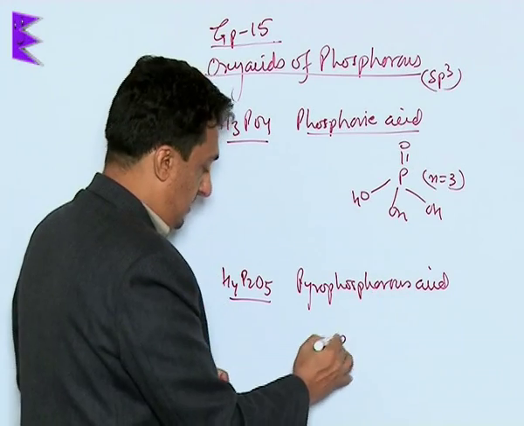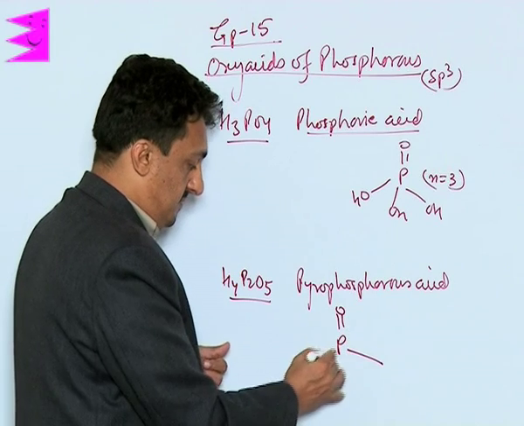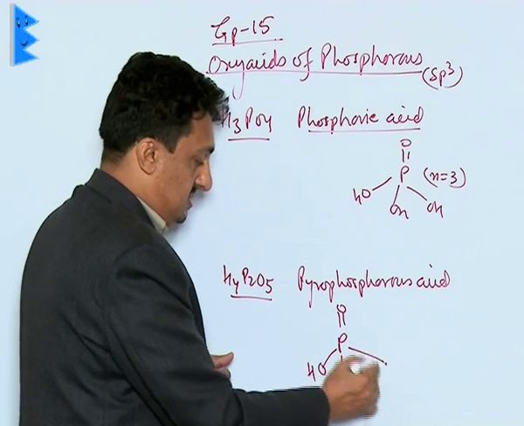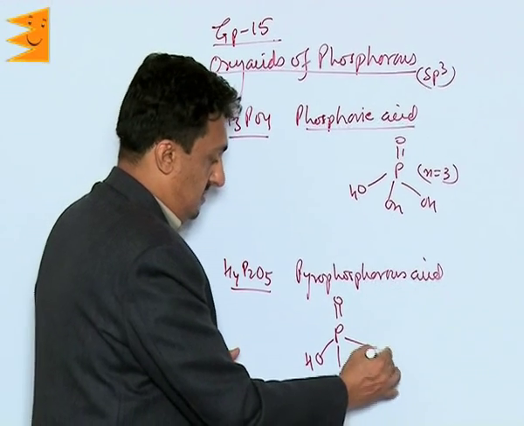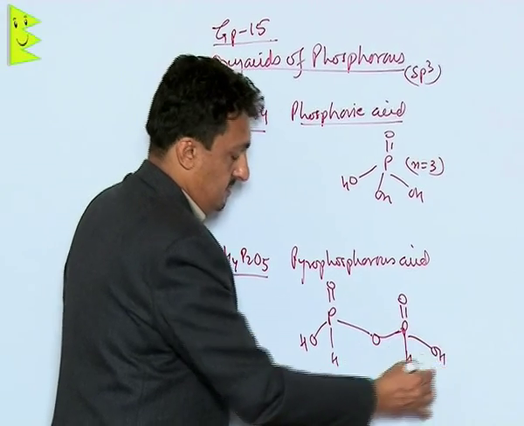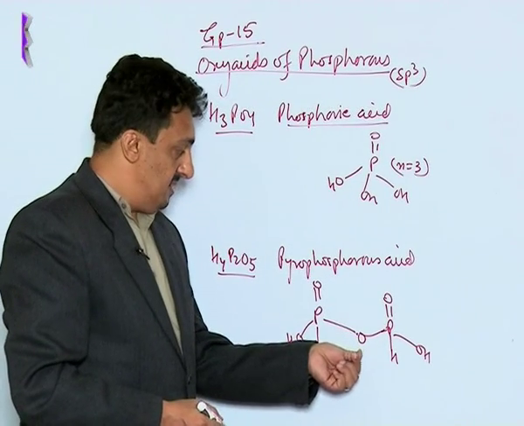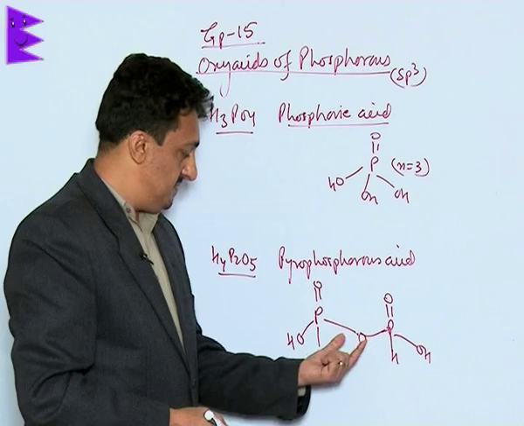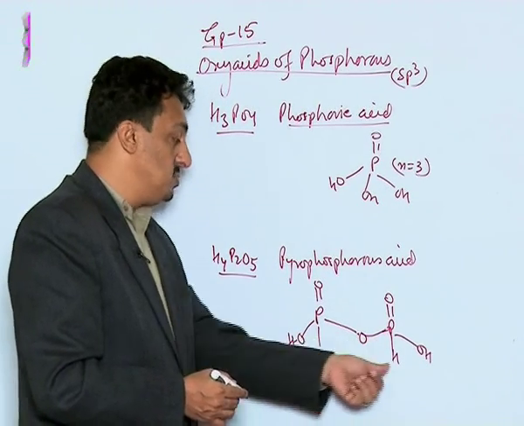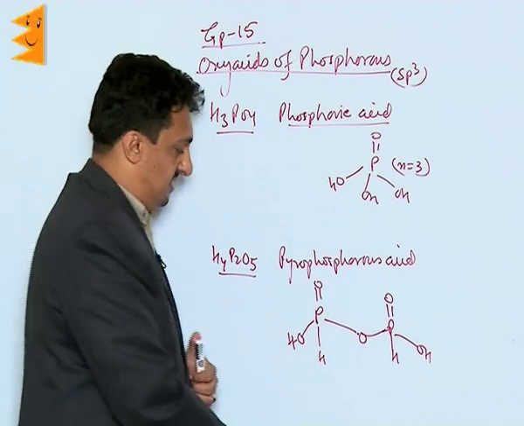Pyrophosphorus acid. In this, what we find is, of course, there are two phosphorus like this. There are two phosphorus which are joined to each other through a common oxygen. They both are having double bonded oxygen. And there are 2 OH groups, one with each phosphorus, and there are 2 hydrogens directly bonded, one with each phosphorus. So this is your pyrophosphorus acid.